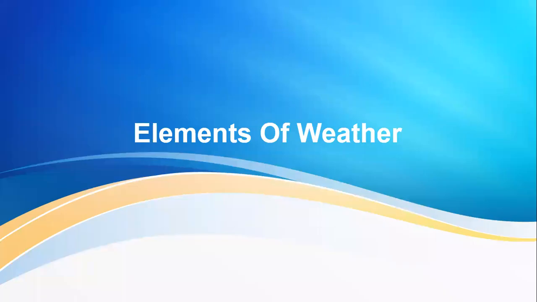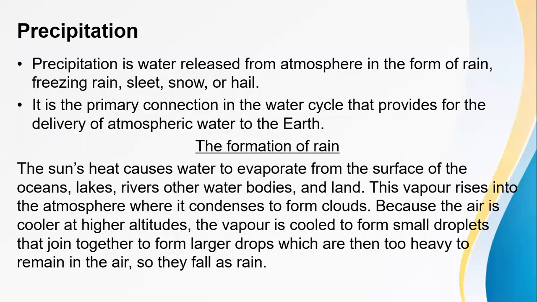Hey guys, let's talk more on the elements of weather. In the past video we discussed temperature. So in this video we talk more on the other element of weather, that is precipitation. Precipitation is the water released from the atmosphere in the form of rain, freezing rain, sleet, snow, or hail.